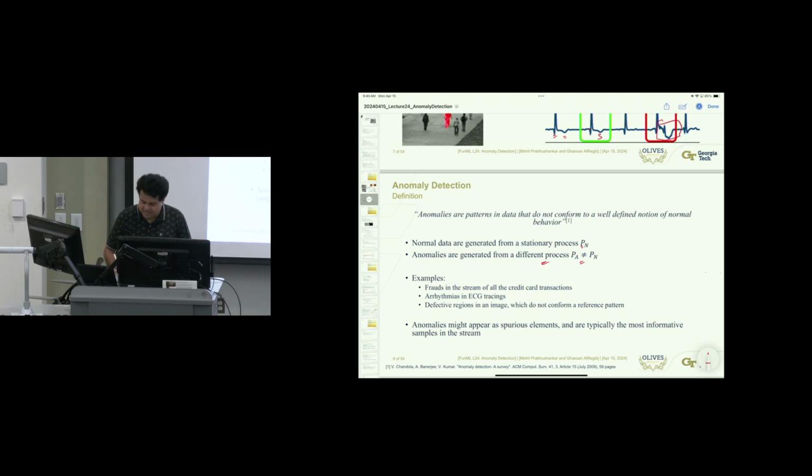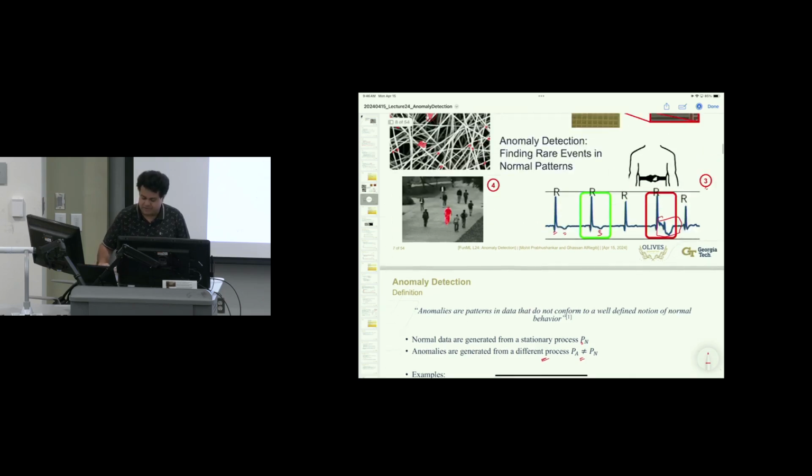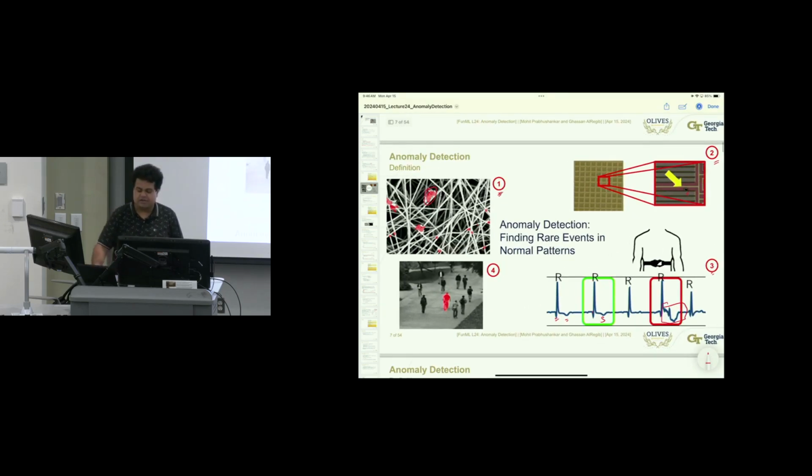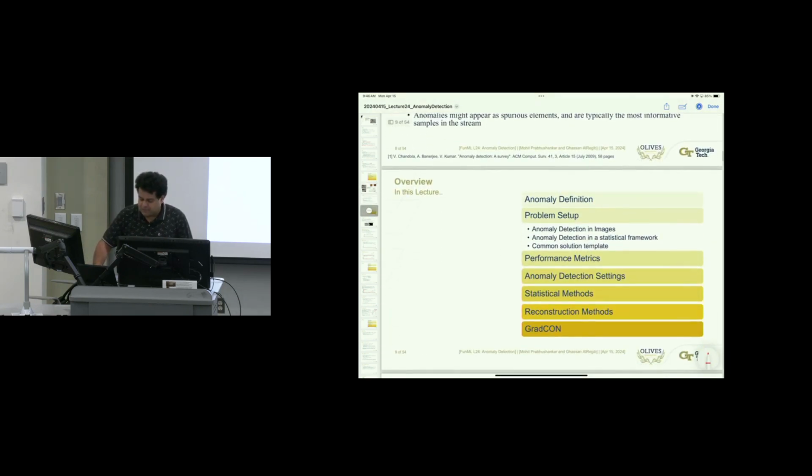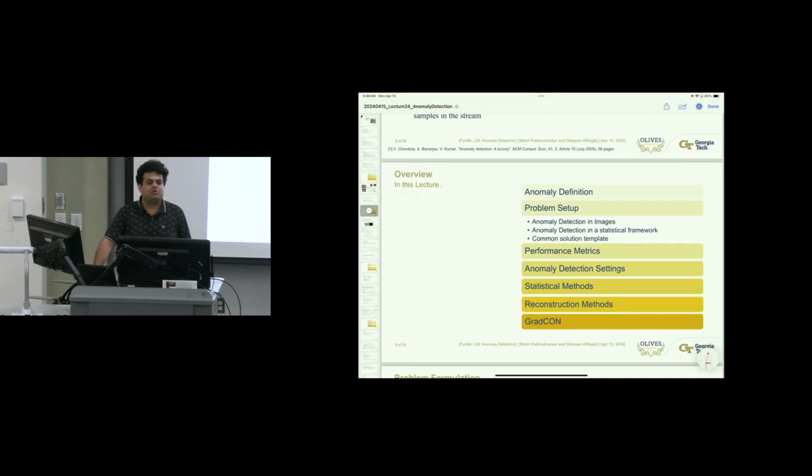Again, examples like arrhythmias in ECG is something that we saw. If you're doing some kind of monitoring of credit card transactions, some kind of a fraud, this is very important, of course, in financial institutions, which should be able to detect these frauds in your credit card transactions. Defective regions in an image, similar to the microscope image that we see over here, we should be able to detect these kind of anomalies. So let's start by looking at a simple problem setup of what anomaly detection is and how we'll be able to detect these kind of anomalies.